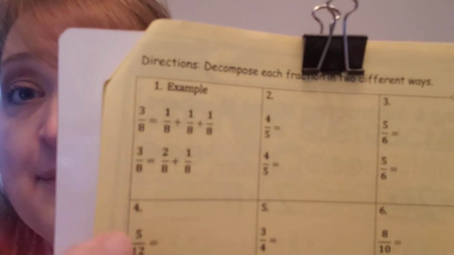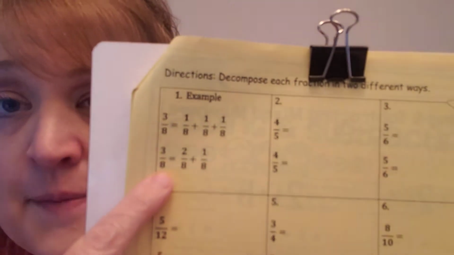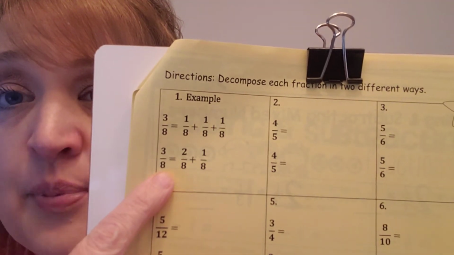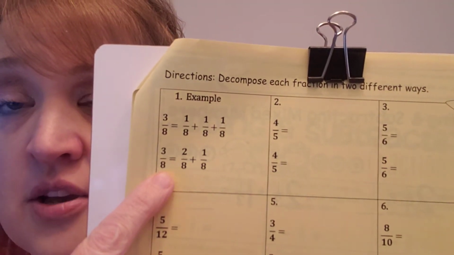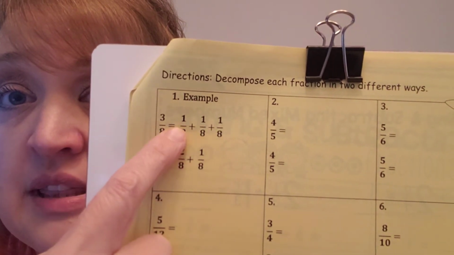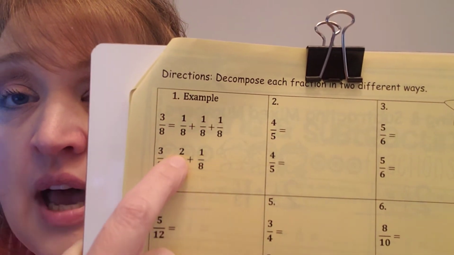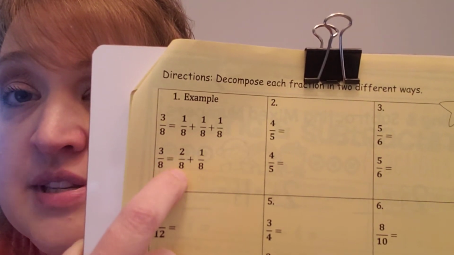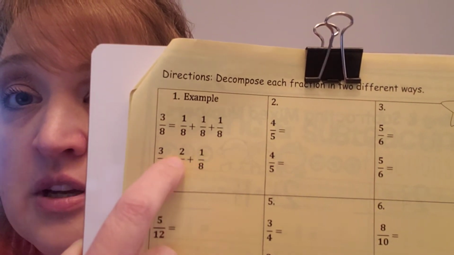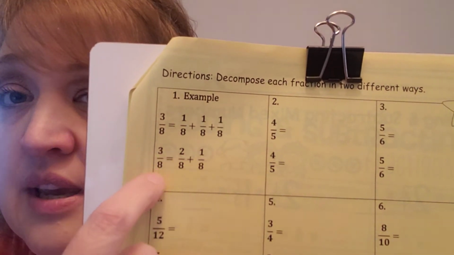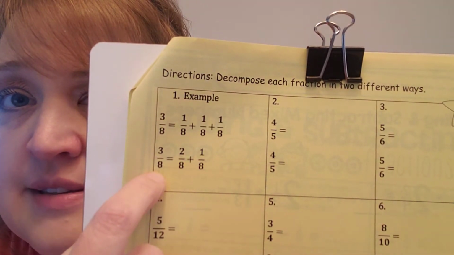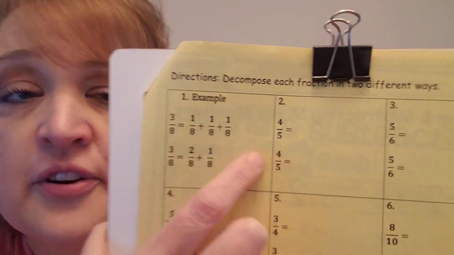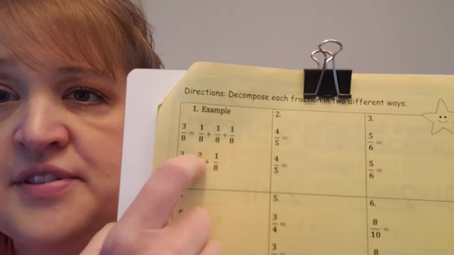Now, I need to come up with a second way to decompose 3/8. So instead of splitting these all into ones, I could group it and say I have 2/8 plus 1/8. 2 plus 1 is 3. It still equals 3/8.